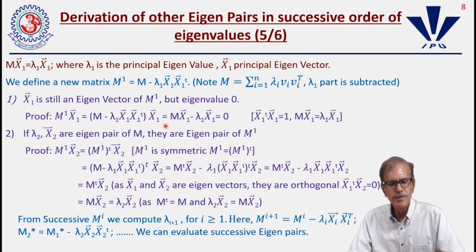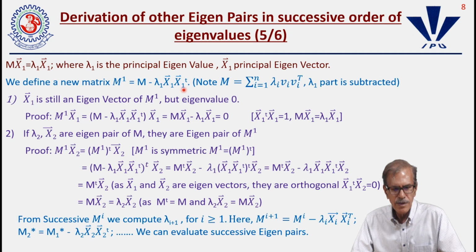Now, what about the second, third, fourth eigenvalue and eigenvector? Okay. So the method is very simple. From the original matrix, we subtract the first eigenvalue, then the first eigenvector into the transpose of this. Of course, the eigenvector into its transpose will give a d by d matrix. So we subtract that matrix multiplied by lambda 1 from the original matrix, and we get M1.